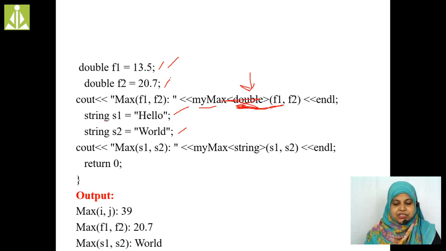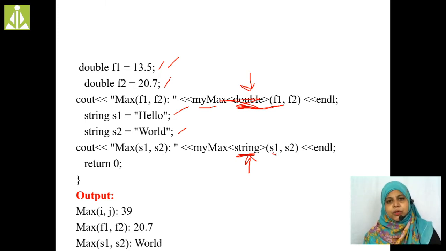Next, string s1 hello, string s2 world. Now, depending upon the ASCII values, we are going to find which string is the greatest string, right? My max, here I am passing the string value, that's the reason I take string s1 comma s2.